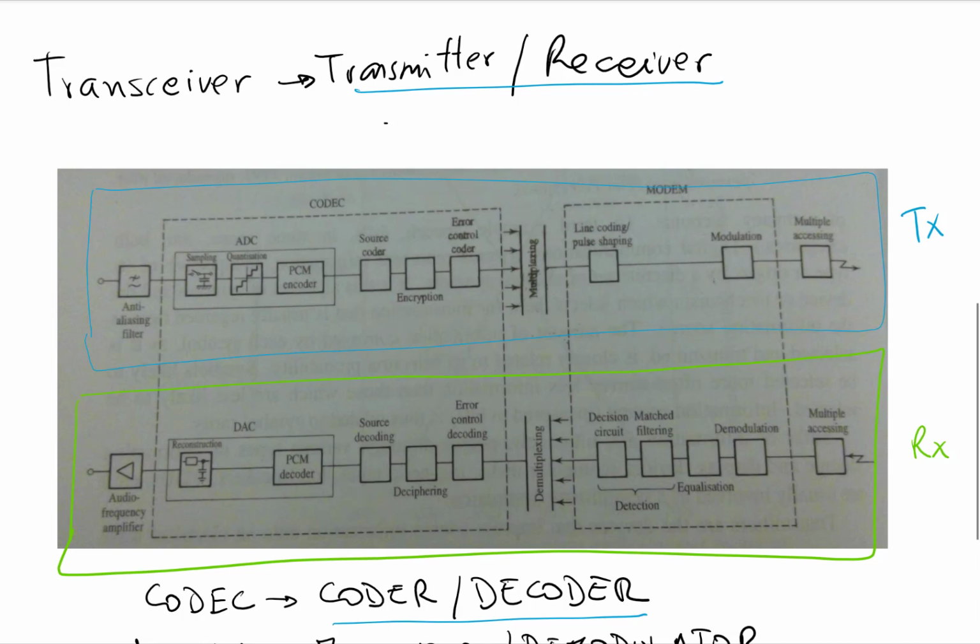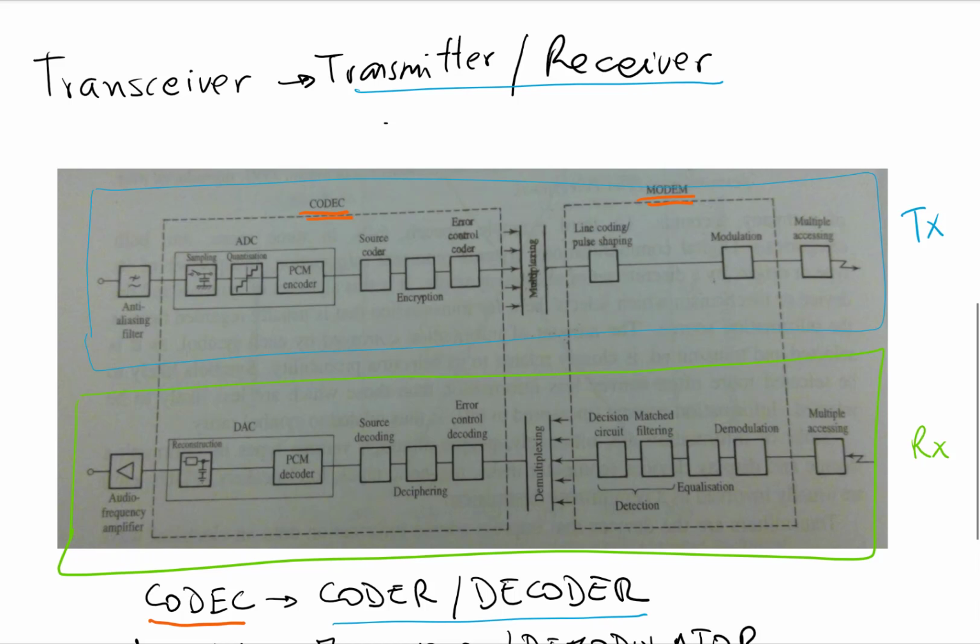There are two main blocks, which are the codecs and the modems. Codec stands for coder-decoder, and modem stands for modulator-demodulator. Each one of these blocks and its sub-blocks will be covered in this lecture series, and we will analyze each one of those. Right now, I will give a very brief description of each one of those.